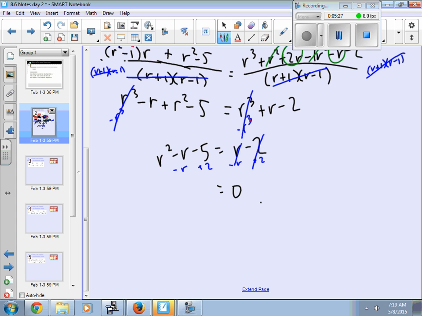Quadratics, we always want equal to 0. So now you've got r squared minus 2r minus 3 equals 0. We want to factor this out. What's going to multiply to negative 3 and add to negative 2? Looks like negative 3 and positive 1.